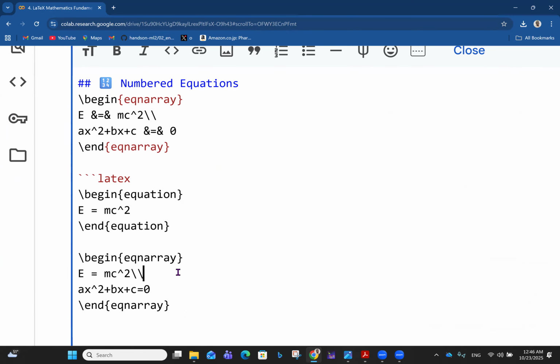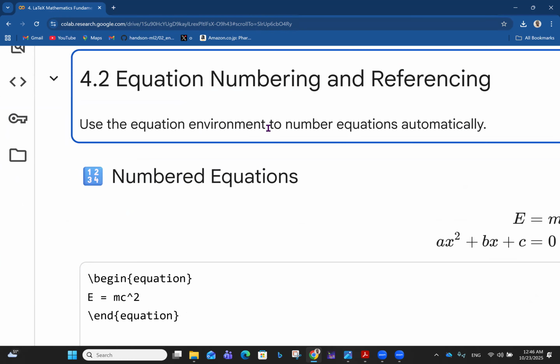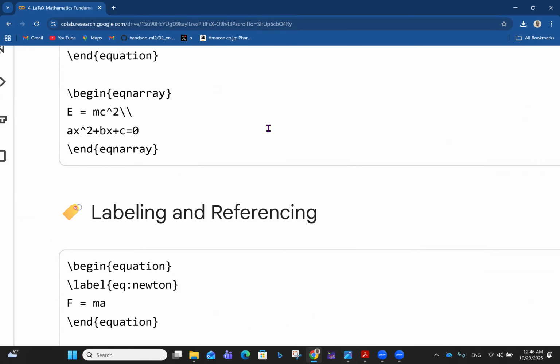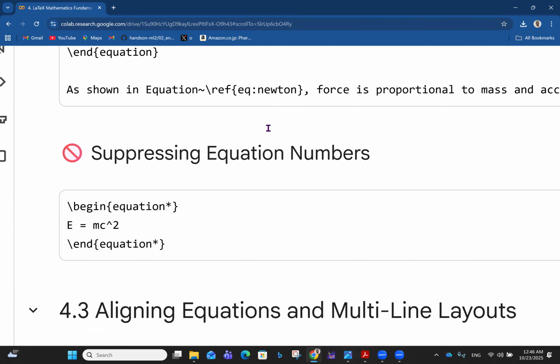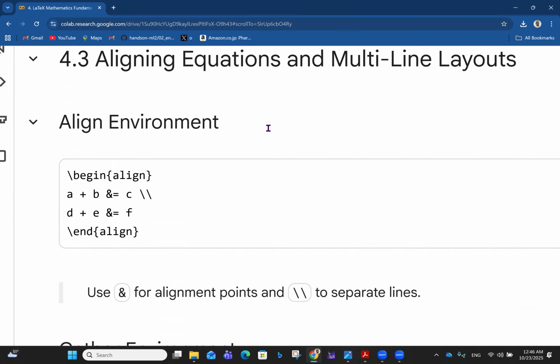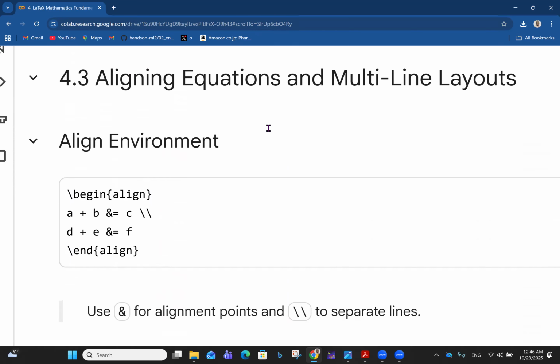The number is not showing here, but when we get to LaTeX proper, you see the equation numbers showing. All right. Then we have labeling and referencing. We've talked about that. Suppressing equations, we've talked about it. Okay. So aligning. Like I said, align is one powerful tool I've learned in LaTeX.